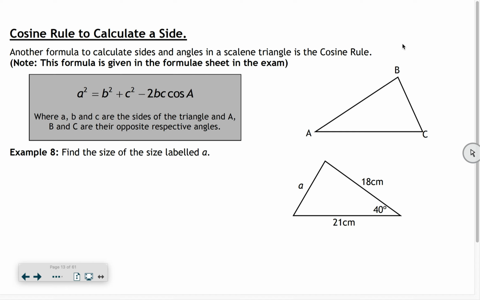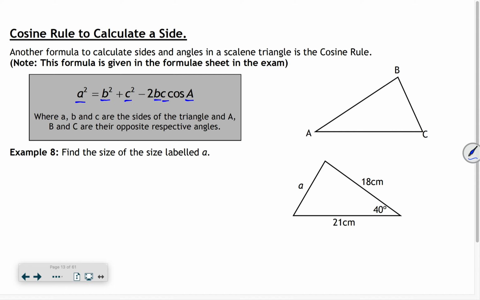Okay. The only complication that comes in when working with this formula is if your triangle has different letters. So all you need to do is just recognize the pattern of letters. So for example, if we are looking to find out the size of side a and the subject is a squared, then that's always going to be opposite angle A. Okay? And the b and the c is in the middle.